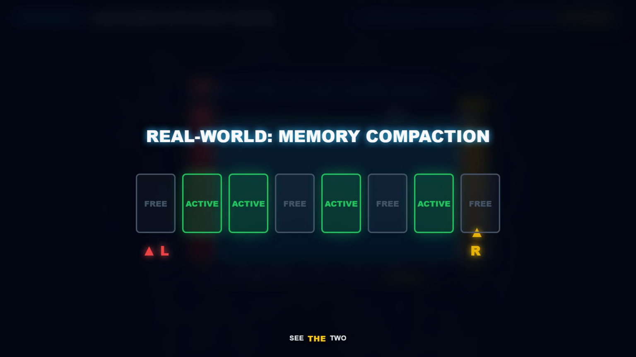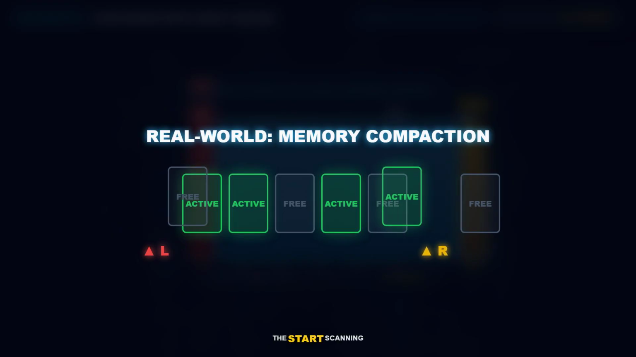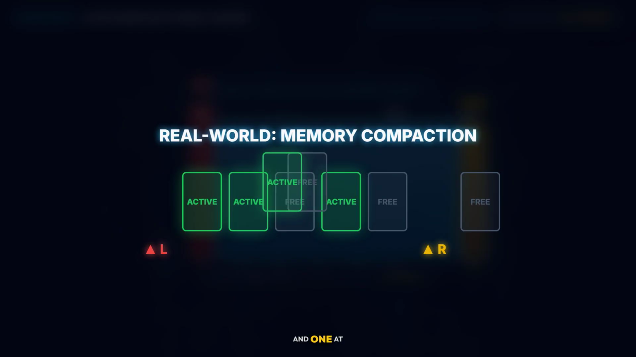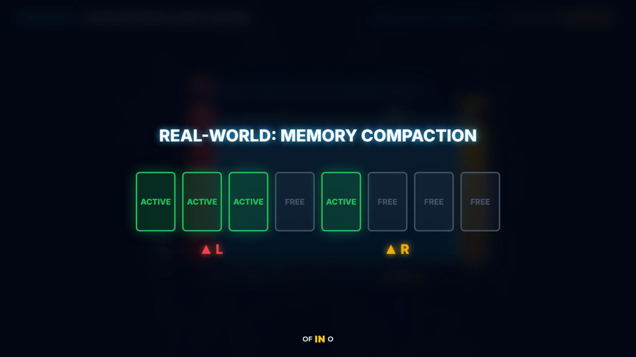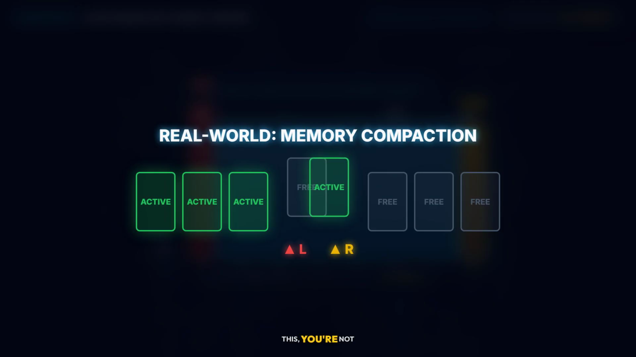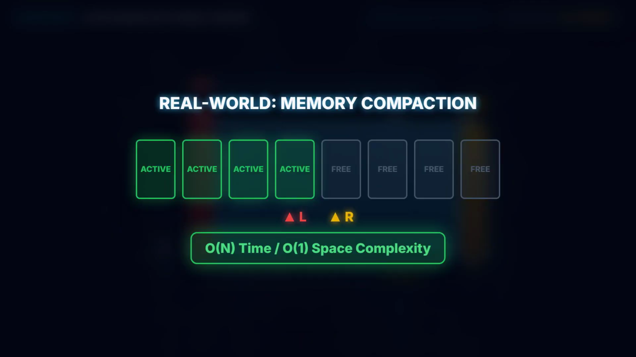So where do you actually see the two-pointer pattern used in real life production? Well, beyond just LeetCode, this is the exact logic used in low-level systems for memory compaction. Garbage collectors deploy 2 pointers, one at the start scanning for free space and one at the end finding active blocks, swapping them to compact memory in O(n) time without allocating extra RAM. By mastering this, you're not just solving a puzzle, you're proving you know how to optimize both CPU cycles and memory overhead in real world architecture.